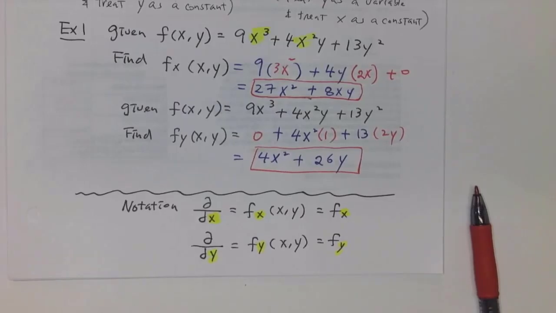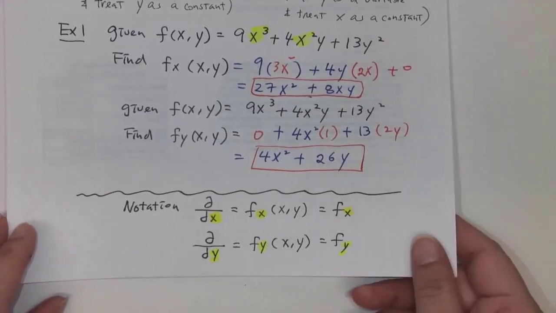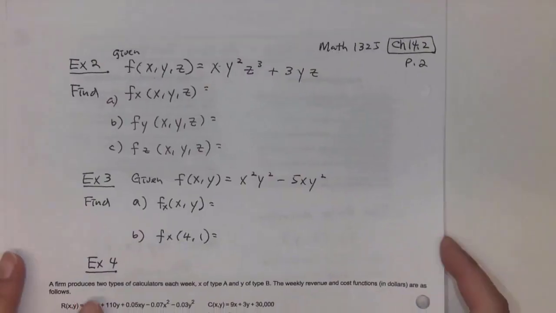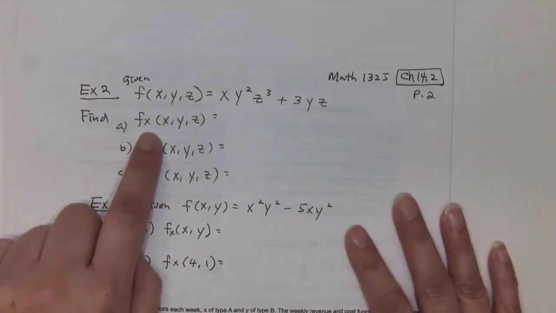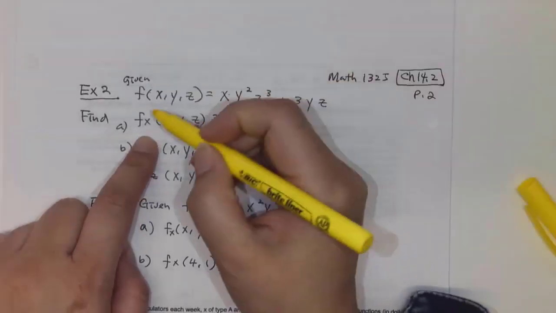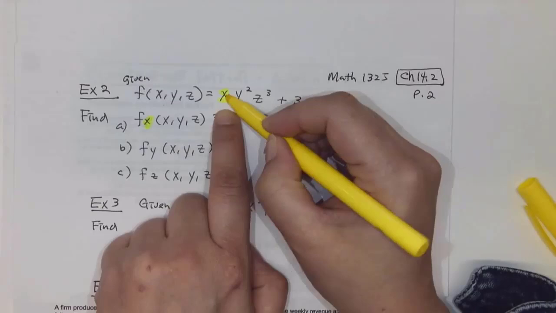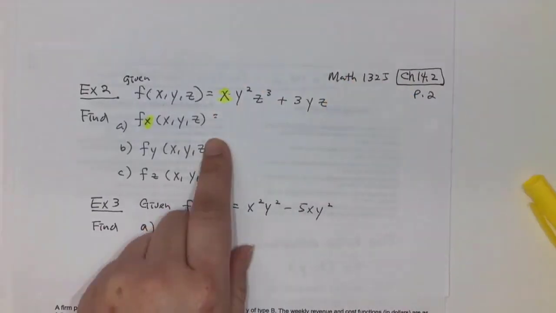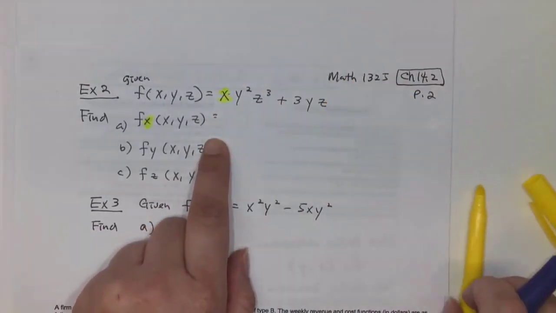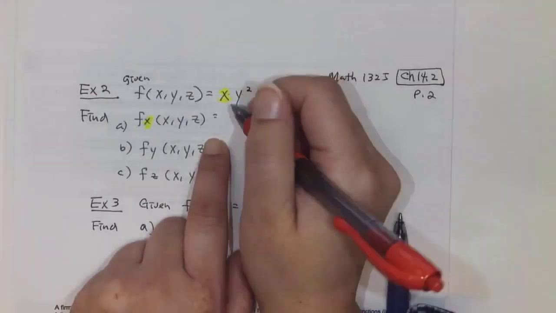Let's flip to the back page. We're going to do another basic example. This one has x, y, and z. Ready? X, y, and z. The first one, we are taking the derivative with respect to what? X. So we are looking at x and treating x as the variable. So the first term would be what? X will turn into 1.